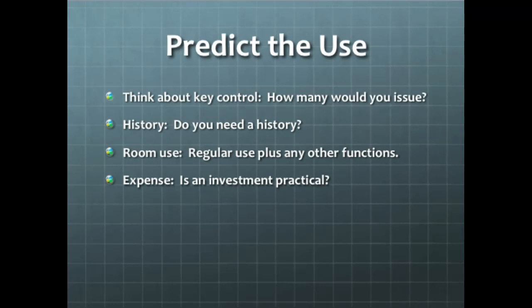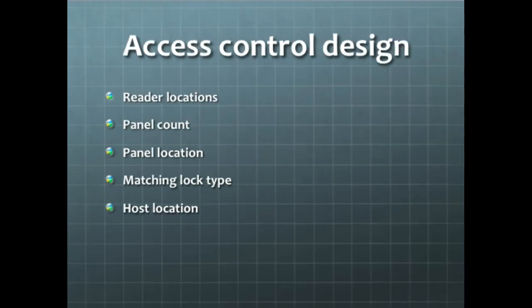But let's look at access control design and the cases where you would definitely use this. So when we're doing access control design, now we understand how these systems work, right? Because we studied that last week. We have to consider what the reader location is. Where are we going to put the card reader? First off, are we deciding to use one instead of a lock? But then where we put it on the door. We have to think about panel counts. Every reader has to go back to a panel.